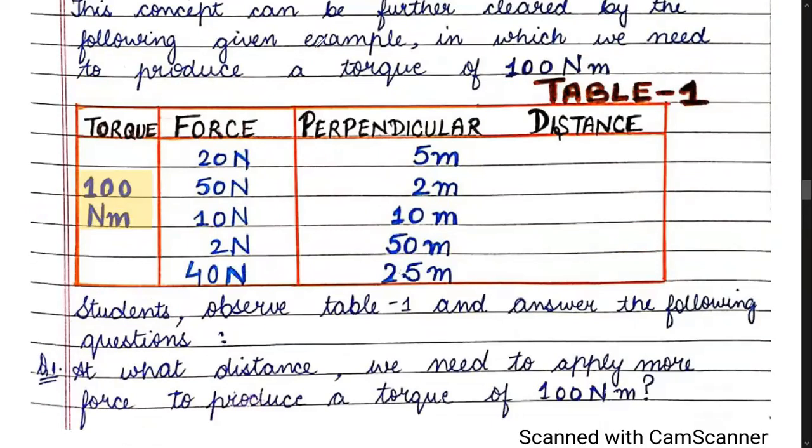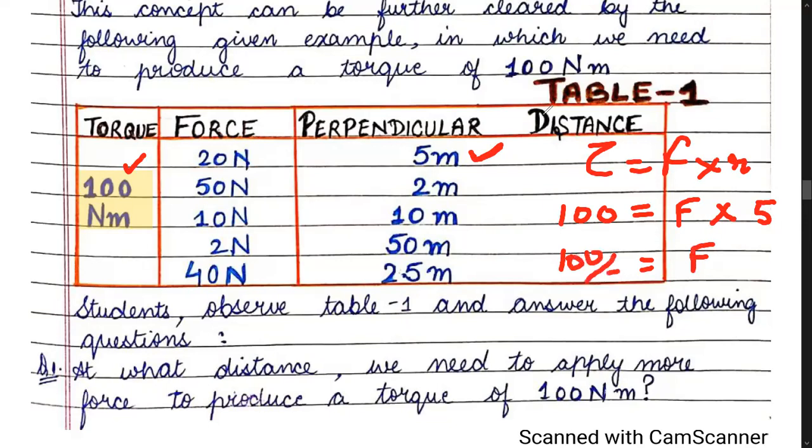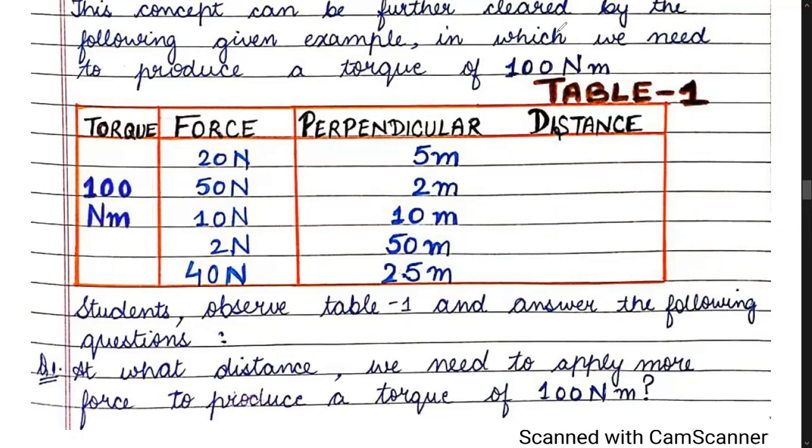Just remember the formula of torque. Torque is force into perpendicular distance. If I take a distance of 5 meter and I need a torque of 100, how much force is needed? That is 100 by 5, which comes out to be 20. It means that at a distance of 5 meter, I need to apply 20 Newton force to get the torque of 100 Newton meter. See, 20 multiplied by 5 is 100.